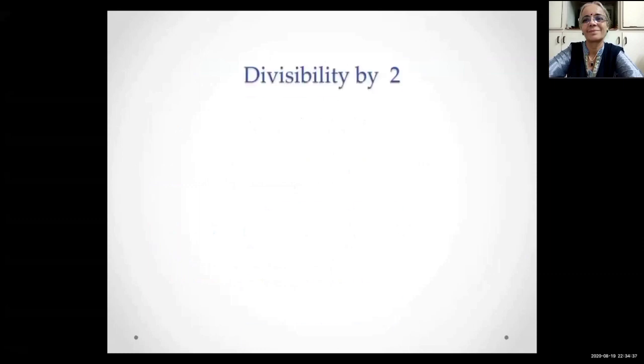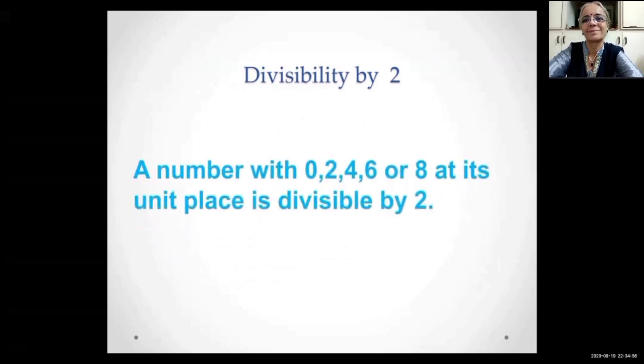Okay, children. Now, first, we will recall divisibility rules. You know what is the rule of divisibility? Oh, many of you are showing thumbs. Means you know it. Let's recall it. A number with 0, 2, 4, 6 or 8 at its unit place is divisible by 2. Means children, whichever big number it is, we have to just look at its unit digit. If 0, 2, 4, 6 or 8 is at the unit place, we can decide that this number can be divided by 2.